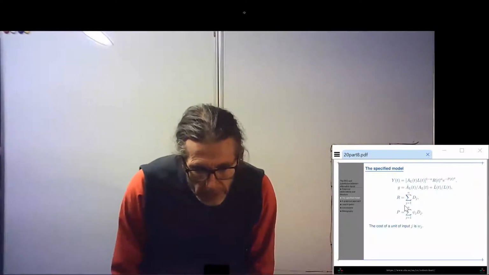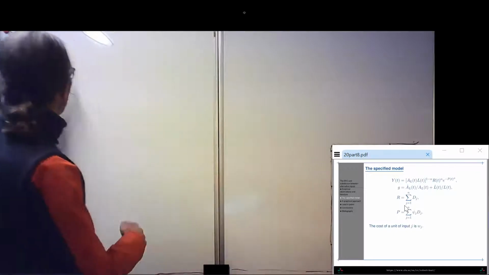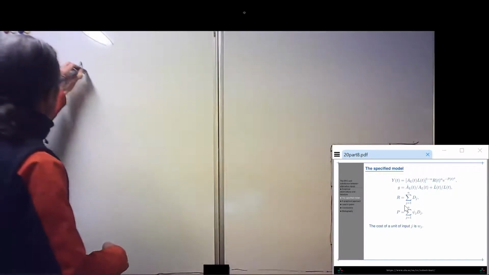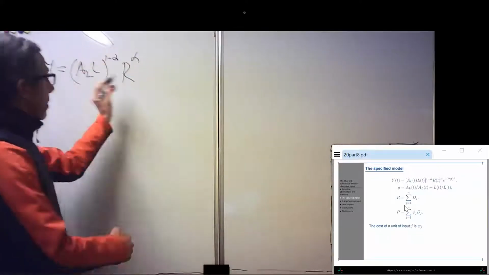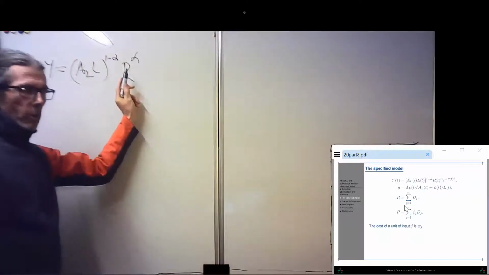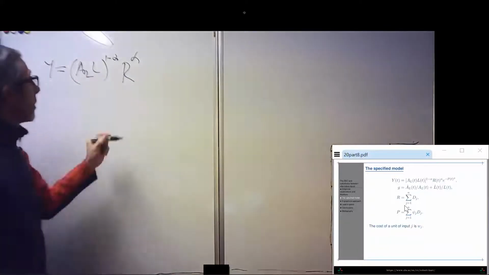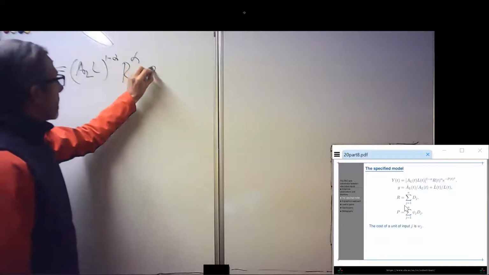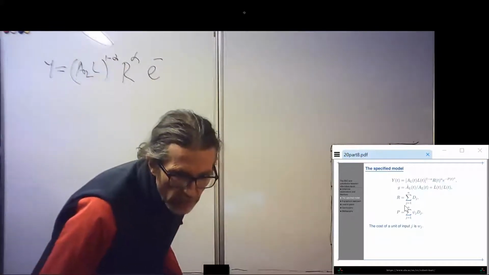So we've got Y is L to the 1 minus alpha, R to the alpha. So that's just Cobb-Douglas, and R is going to be R1 plus R2 kind of thing. But then we add to that e to the minus P to the phi.